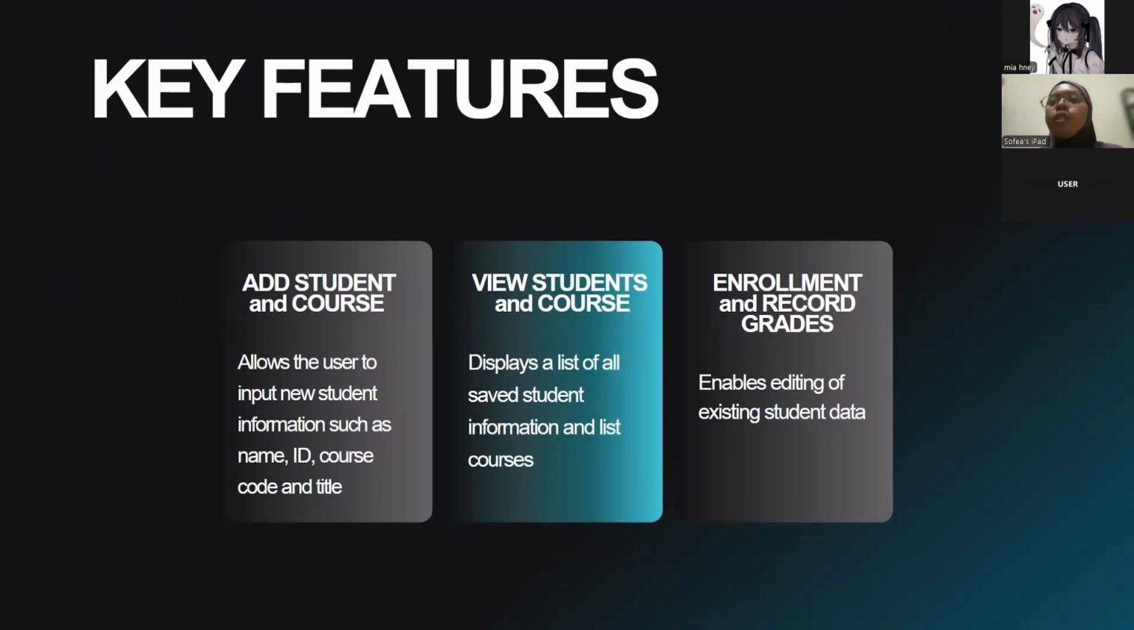For the key features, we have three. First one is add student and course, which allows the user to input new students' information, such as name, ID, course code, and title. Second one is view students and courses, which displays a list of all saved students' information and lists courses. Third one is enrollment and record grades, which enables editing of existing student data. Next, we're going to the IDE to run the program.